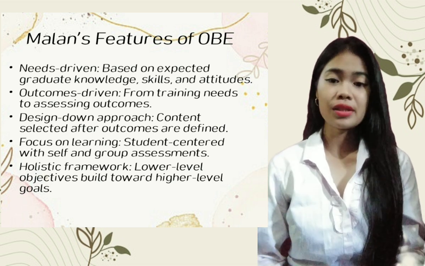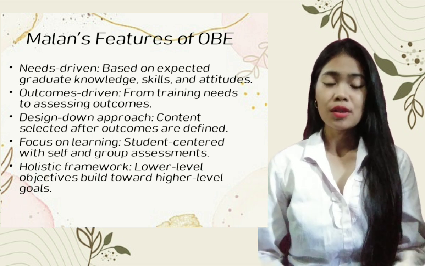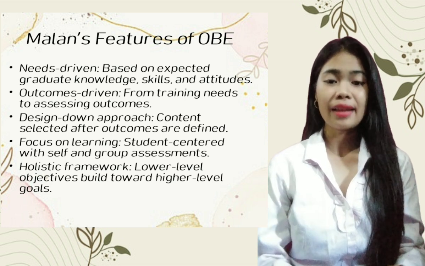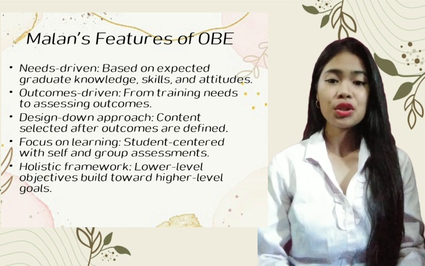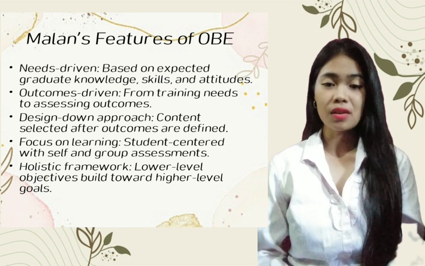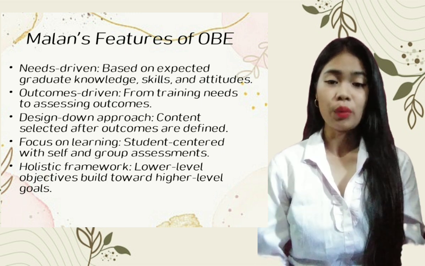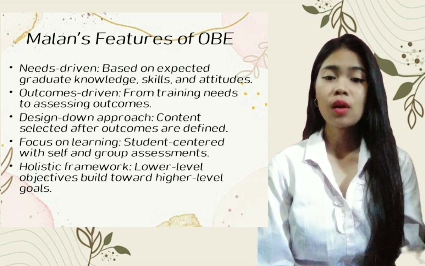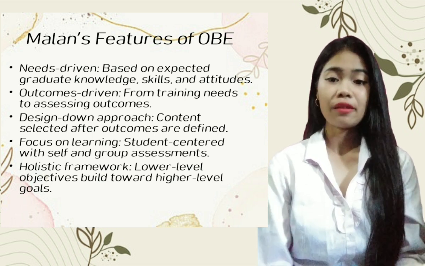And the third we have is the design down. So for example, if the outcome is to understand ecosystems, the teacher picks only the lessons and activities that help reach that. So the goal comes first, then the content follows.